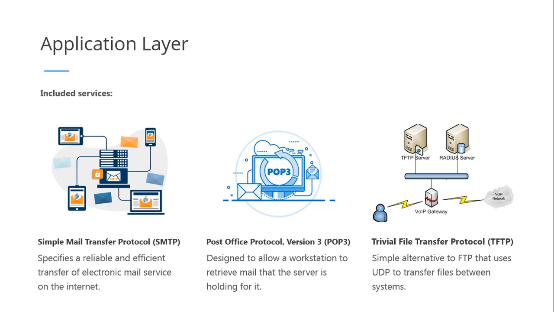Some of the common services included with the application layer are the following. For email, we have SMTP and POP3. SMTP is Simple Mail Transfer Protocol. If we have an email client installed on our desktop, for example Microsoft Outlook or Thunderbird, SMTP is used to send our email from our computer, our device, towards the mail server.